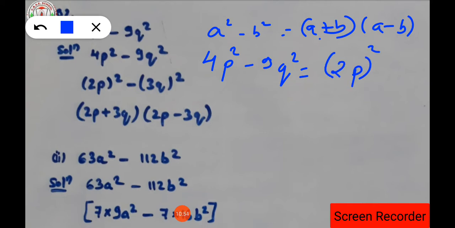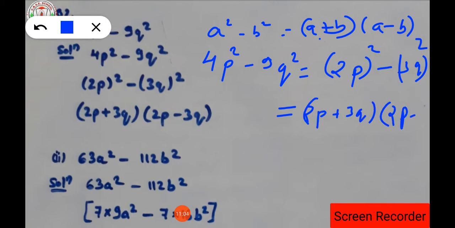2p the whole square minus 3q the whole square. So (2p + 3q)(2p - 3q). See students, until and unless you understand how to use the identity and where to use the identity, you can't solve the questions. So it is very important to know the identity and know which identity is going to be used in the question. In question number 2, the identity a square minus b square is equal to (a + b)(a - b) is going to be used. So this is the answer.